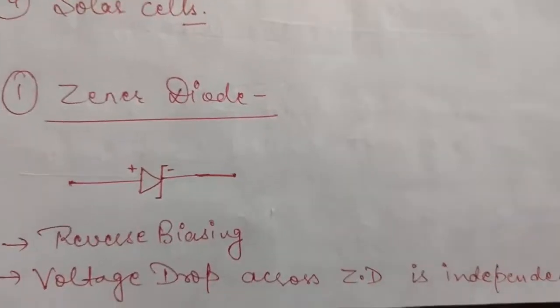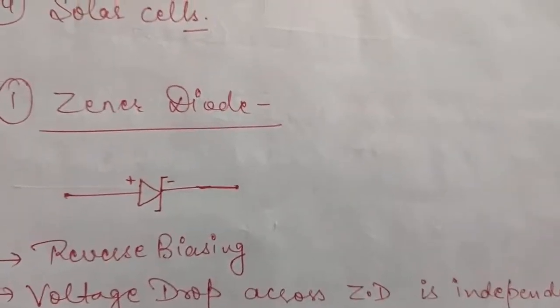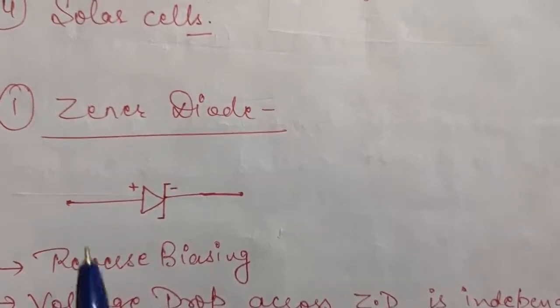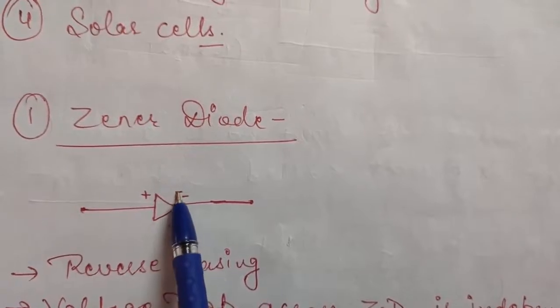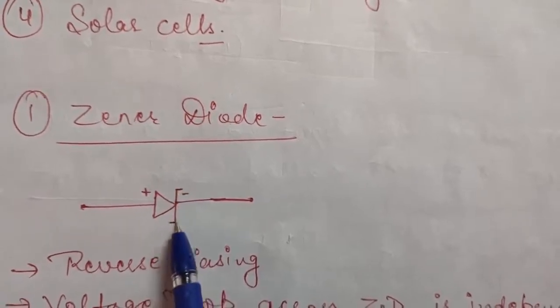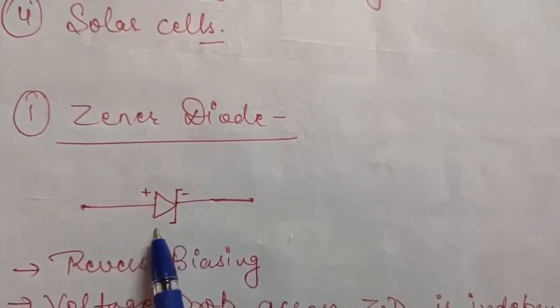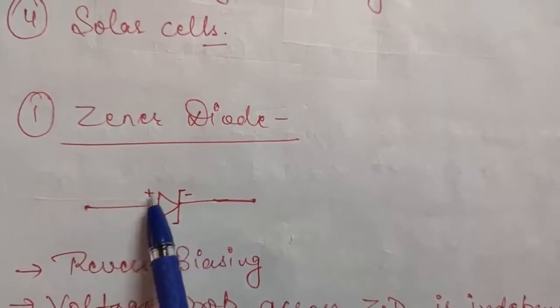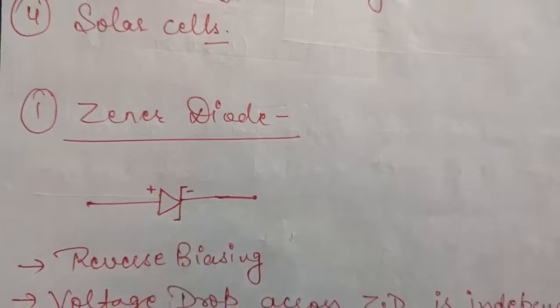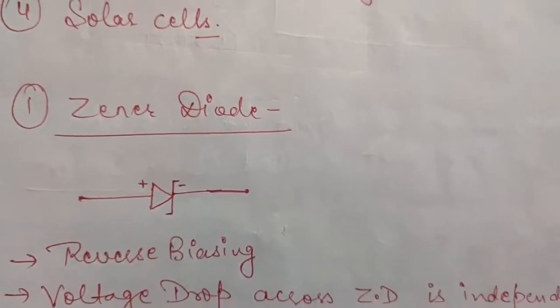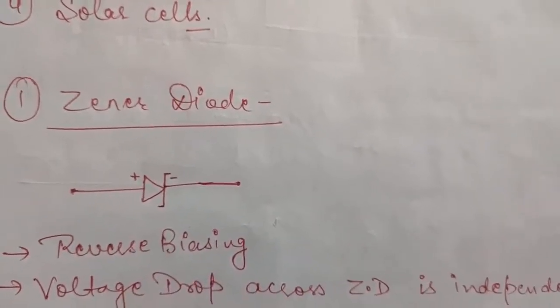As you know the symbol of a normal PN junction diode, this is the symbol of a Zener diode, and the only difference is that you have two lines here at N type. This is the P type and this is the N type of Zener diode. Okay, so this is the symbol. I'll be telling you 3-4 main points about Zener diode.